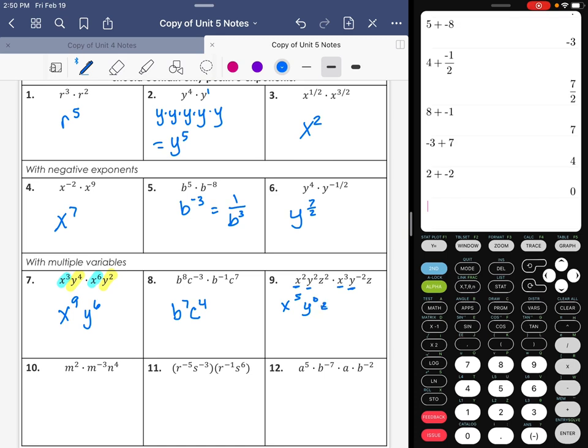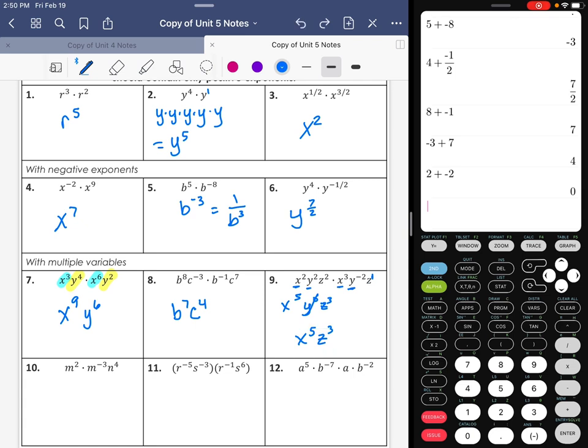And then for z, I've got 2 plus 1. And if you need to write the 1 there, do it every time. 2 plus 1 is 3. Now, if I have y to the 0 power, that just means y is 1. So 1 times x is x. So I'm just going to have x to the 5th power, z to the 3rd power, and that's going to be my final answer.